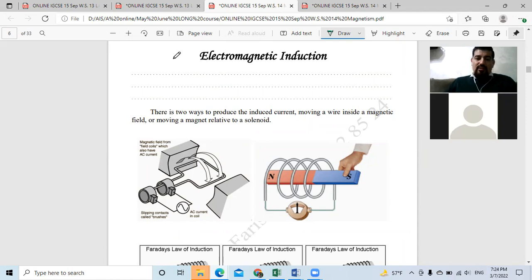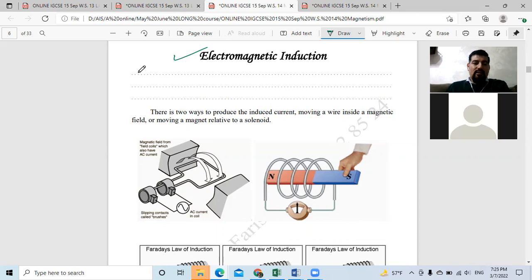So what's the meaning of electromagnetic induction? When the magnetic field lines are being cut by a conductor, the electrons inside it start to move. And as they move, that means there is a potential difference, an induced EMF. One side is positive and one side is negative, and the current will flow between them. So that's called electromagnetic induction.